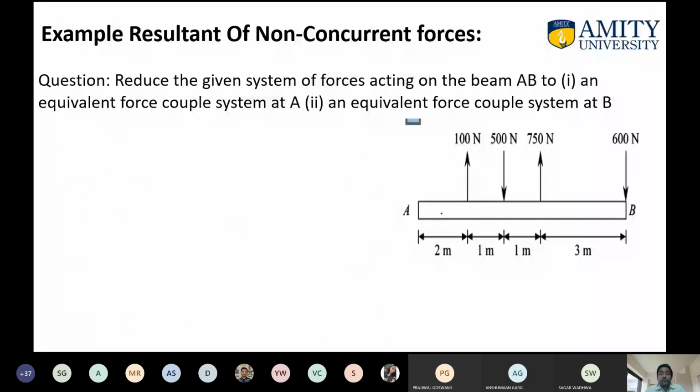Reduce the given system of forces acting on the beam AB to an equivalent force couple system at the point A, and second, an equivalent force couple system at the point B. So can you do this problem? Do you understand the meaning of this question?